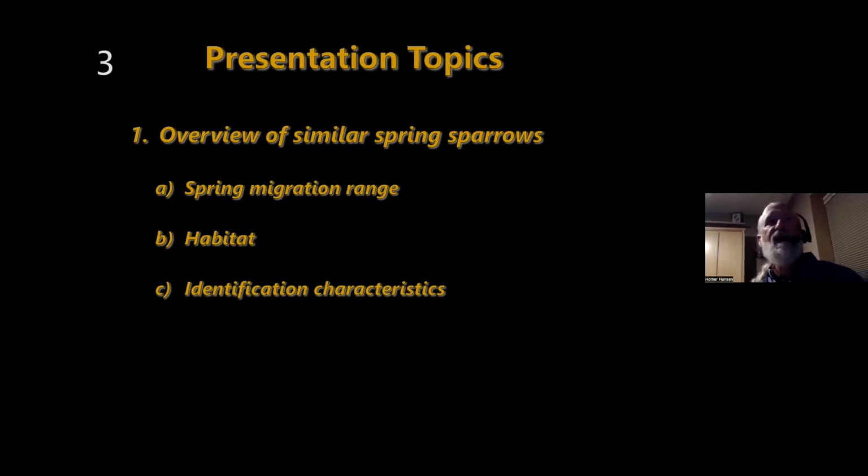And by doing that, we're going to in part look at habitat, and then look at how eBird and other resources might help with recognizing those features. And then we'll also talk about the specific characteristics to work with when you're looking at the individual birds to identify them. So, all right.